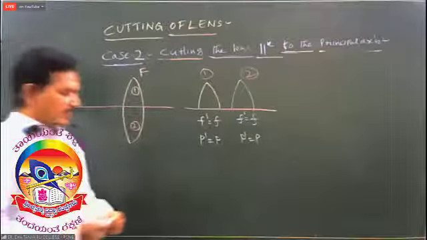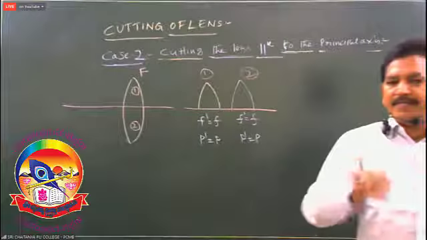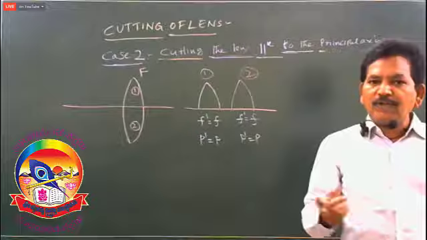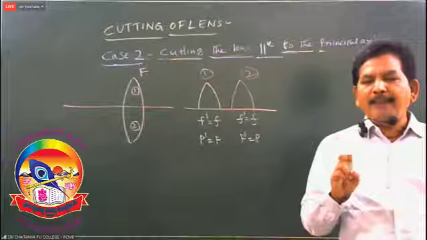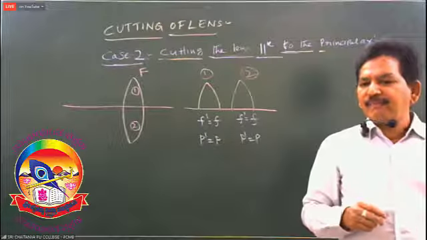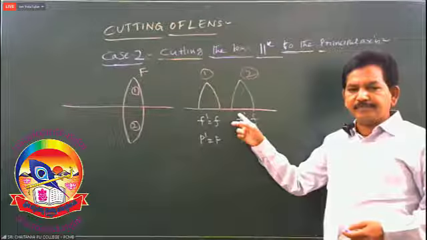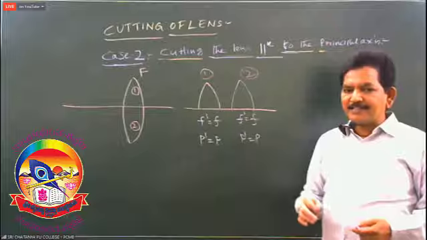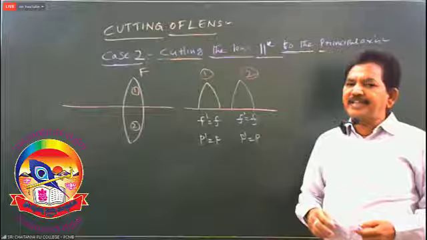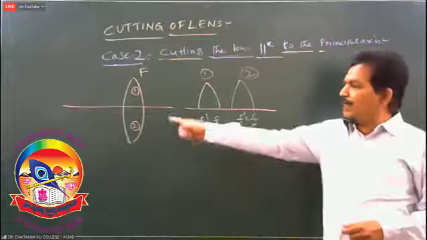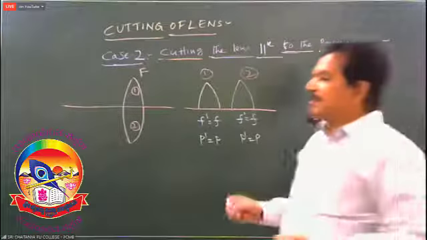Therefore, if the convex lens is divided into two pieces perpendicular to the principal axis, the focal length is increased by 2 times and the power is reduced by half. Whereas, if the same convex lens is divided into two pieces parallel to the principal axis, neither the focal length nor the power changes. They remain the same as that of the original convex lens.